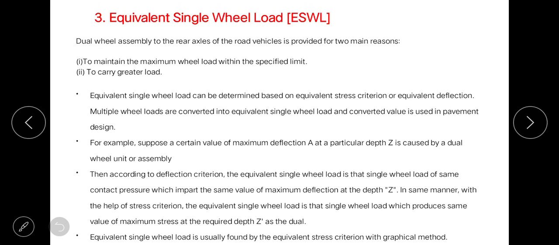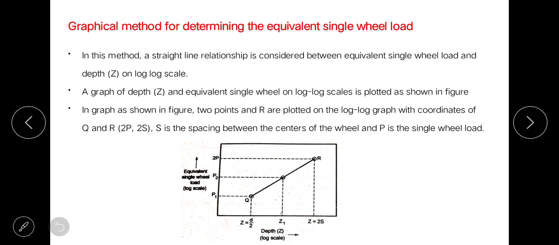For example, suppose a certain value of maximum deflection A at a particular depth Z is caused by a dual wheel unit or assembly. Then according to the deflection criteria, the equivalent single wheel load is that single wheel load of the same contact pressure which imparts the same value of maximum deflection at depth Z. In the same manner, with the help of the stress criteria, the equivalent single wheel load is that single wheel load which produces the same value of maximum stress at a required depth Z as the dual. The equivalent single wheel load is usually found by the equivalent stress criteria from the graphical method.